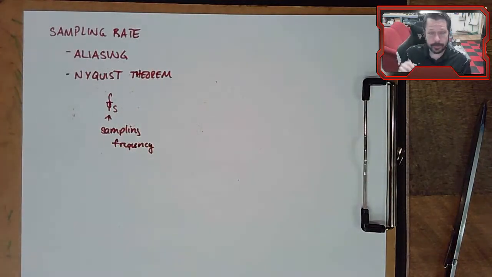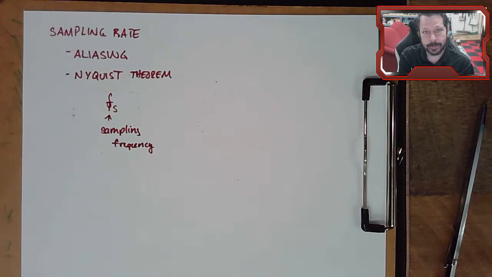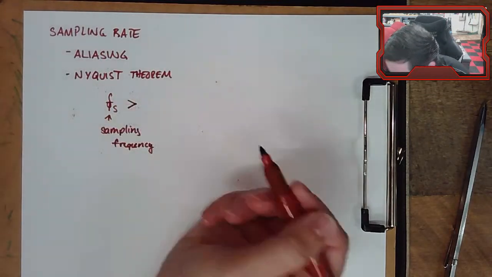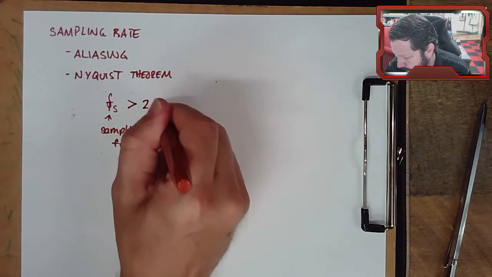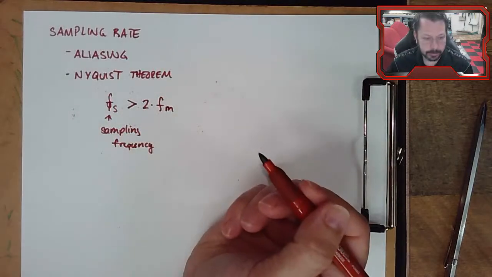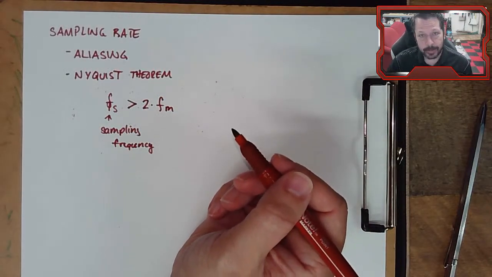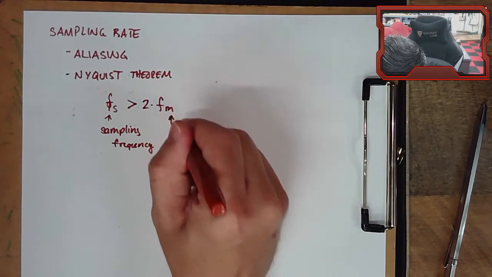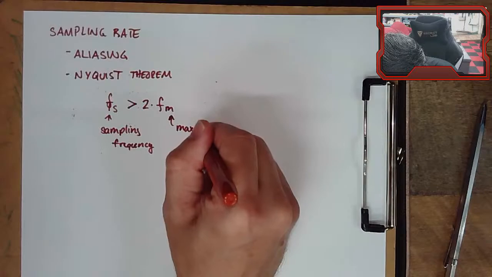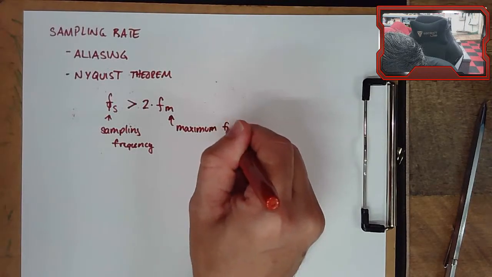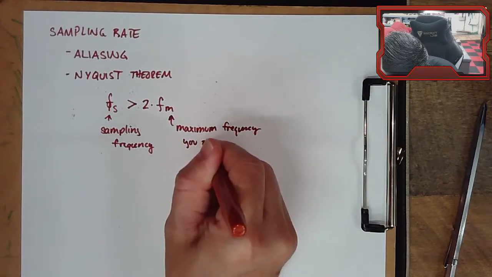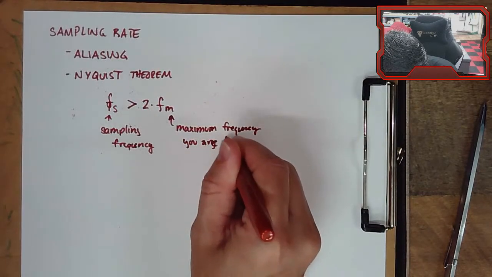So how often are you taking measurements, basically, whether they're actual digit measurements or they're pictures or whatever they are. Sampling frequency has to be greater than 2 times Fm. So Fm is going to be the maximum frequency that you're trying to capture.